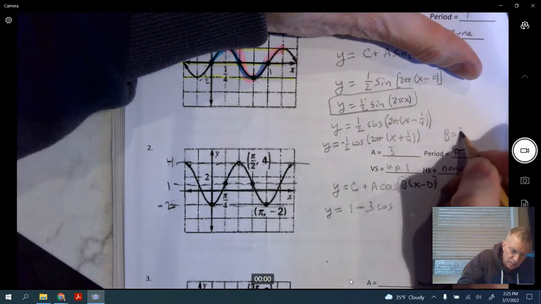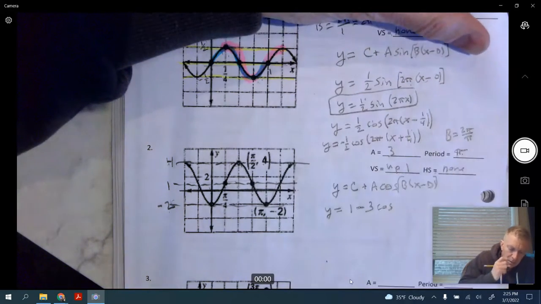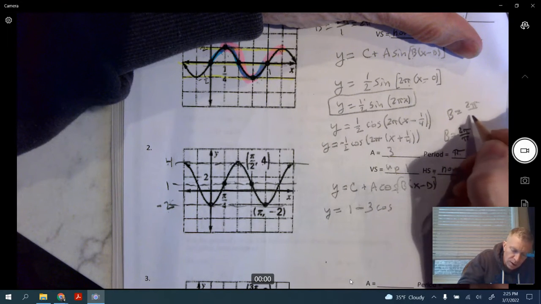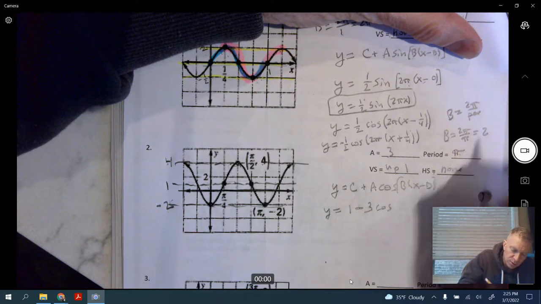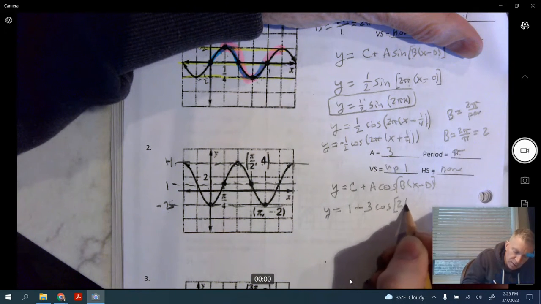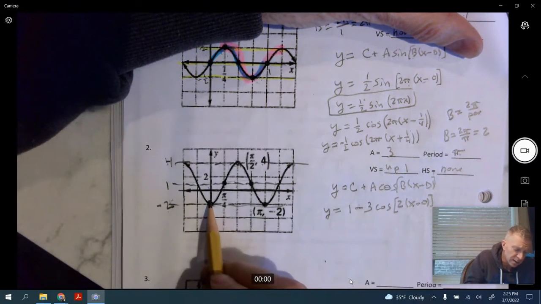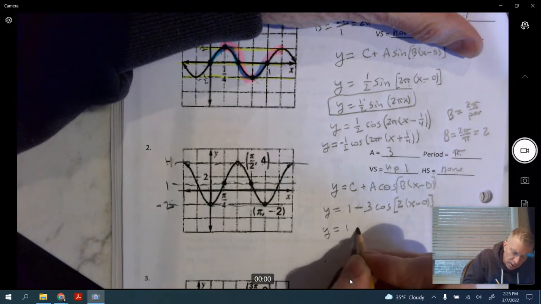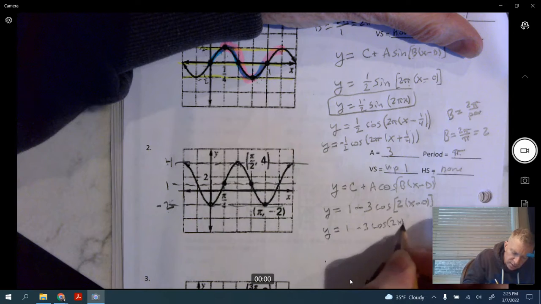B is equal to 2 pi over the period. So 2 pi over pi, which is 2. So I've got a value of 2. Then I've got x minus 0, because I decided to start here and there's no horizontal shift. So that'd be y equals 1 minus 3 cosine of 2x.